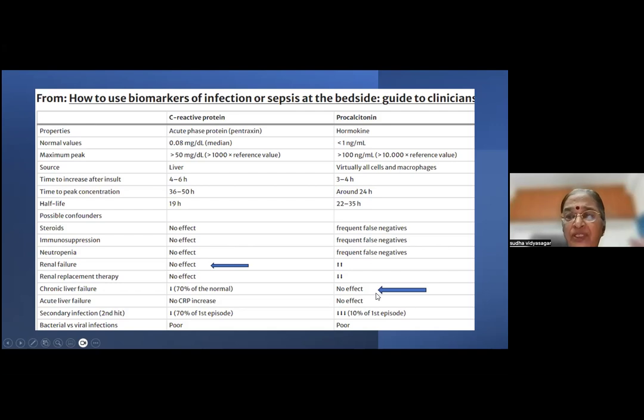Remember the problem which I showed you, where there's renal failure, the procalcitonin can be high even without the presence of sepsis. Whereas renal failure has no effect on CRP, but in liver failure, definitely CRP will not go up, whereas the procal doesn't get affected. So there are many differences between the two, and if you use them judiciously, you can use them as good biomarkers.